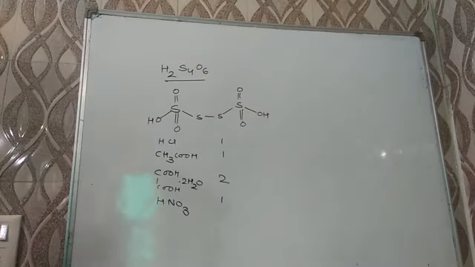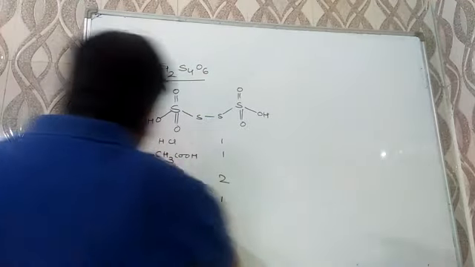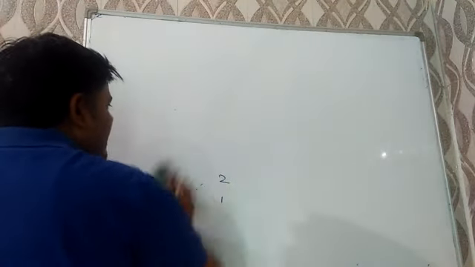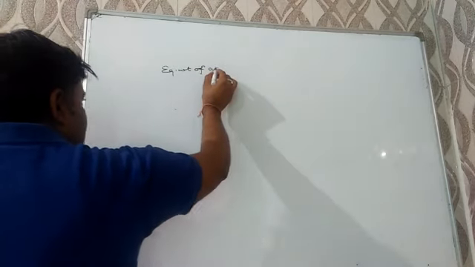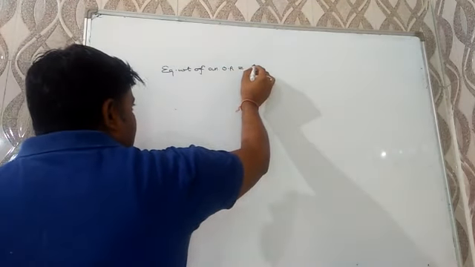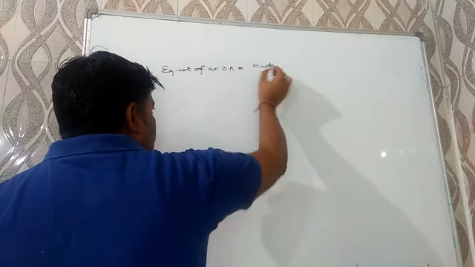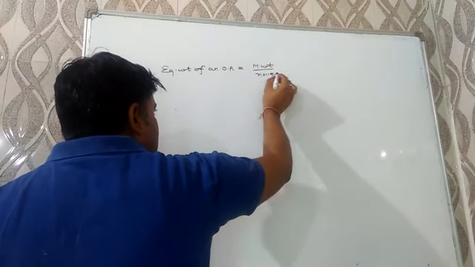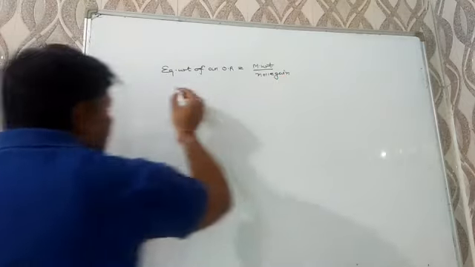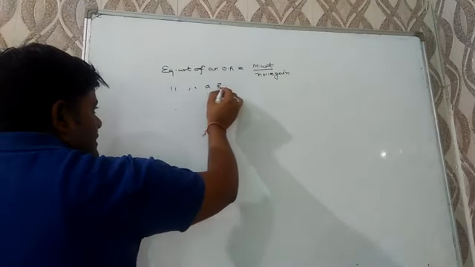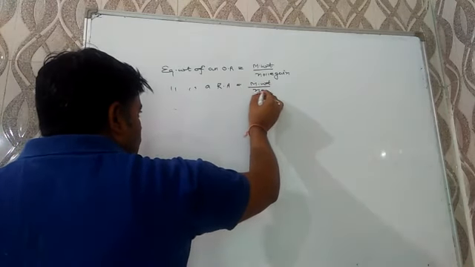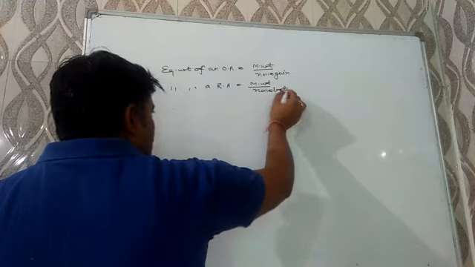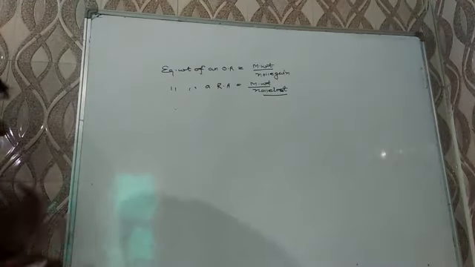Now we have to discuss the equivalent weight of an oxidizing agent. Equivalent weight of an oxidizing agent will be molecular weight over number of electrons gained, and equivalent weight of a reducing agent will be equal to molecular weight over number of electrons lost. I am discussing a few questions which are generally asked in competitive exams.